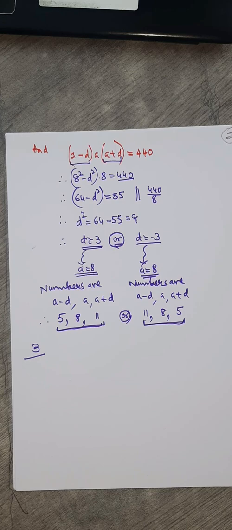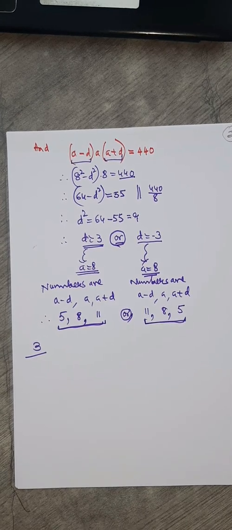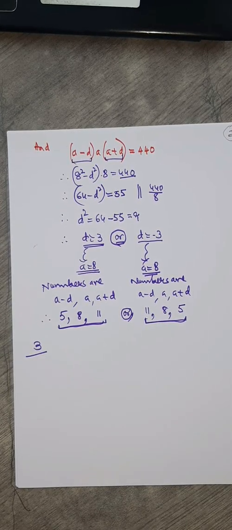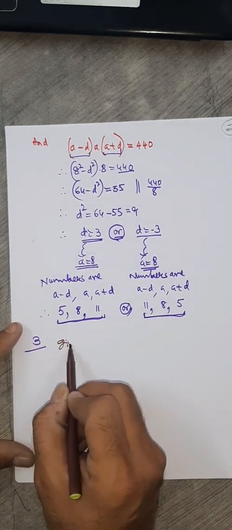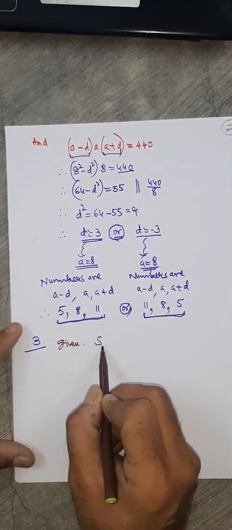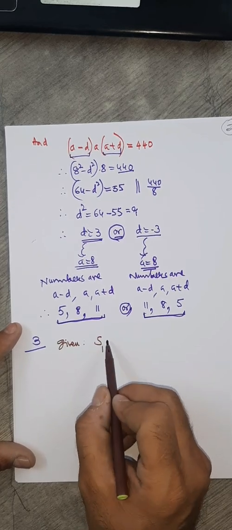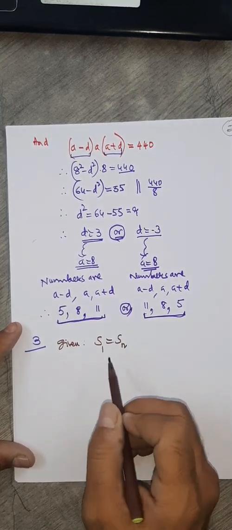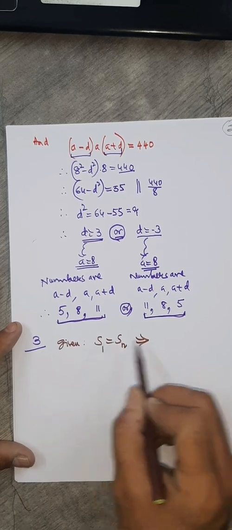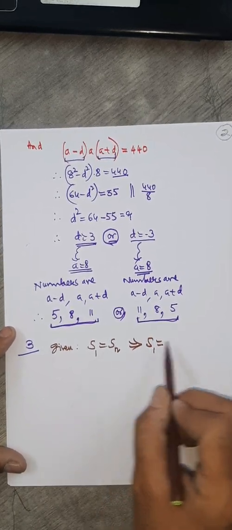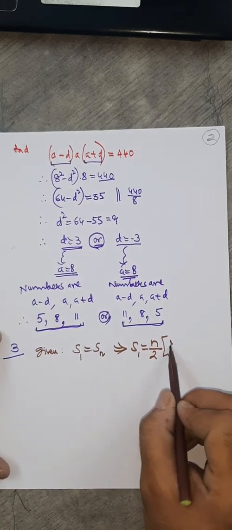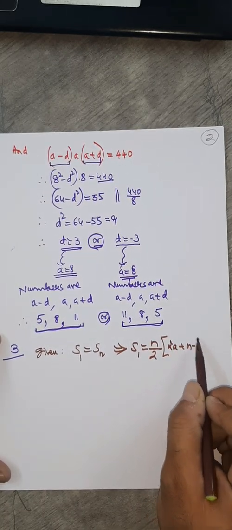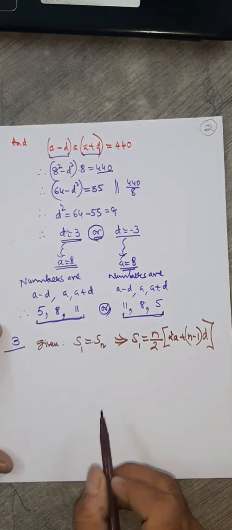Third question. You are given S1, S2 and S3 and you want to prove this. Okay, so let's write what is given here. S1. What is S1? Sum of n terms, which is Sn. So S1 equals, you can just write the formula. What's the formula? n by 2, for arithmetic progression, 2a plus (n minus 1) into d.